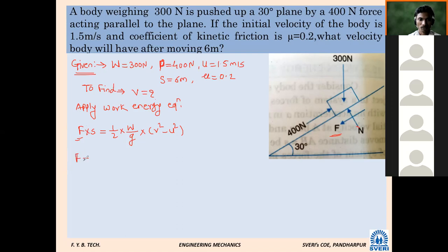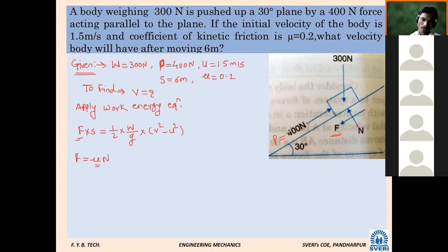F is equal to mu into N. For that purpose mu is given. Whatever force was applied, it is not F, it is P. P is equal to 400. So now F is equal to mu into N. In this frictional force, how to find it now? Mu and N, the normal reaction.